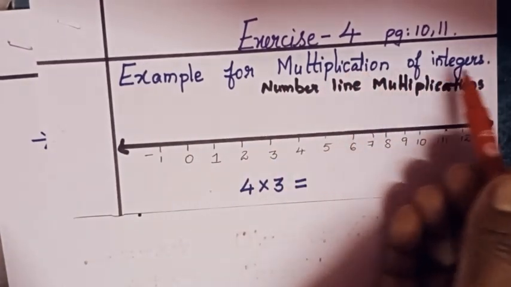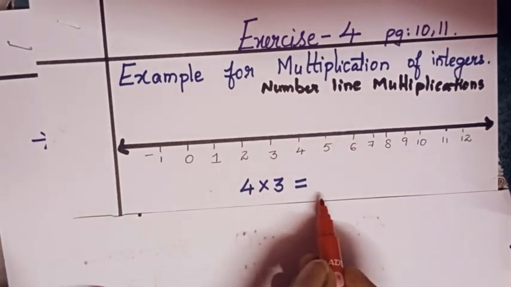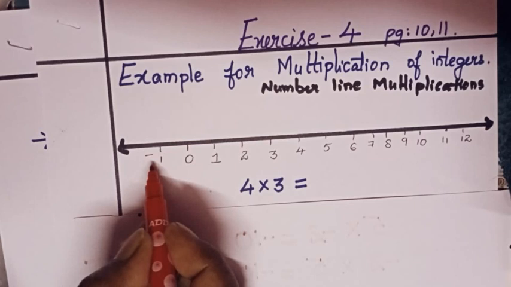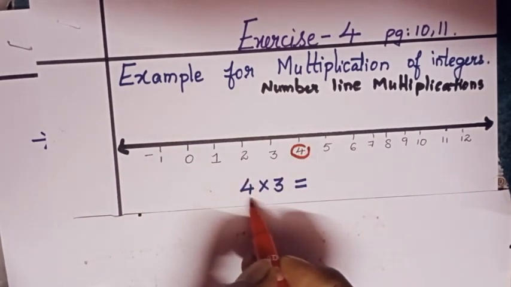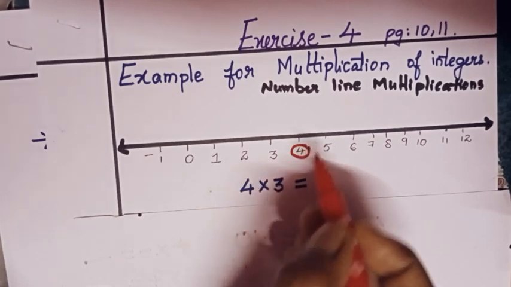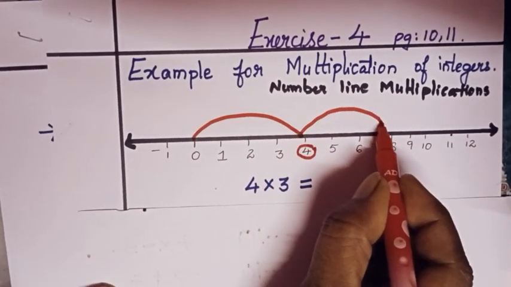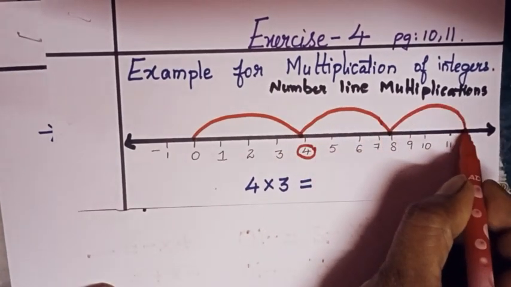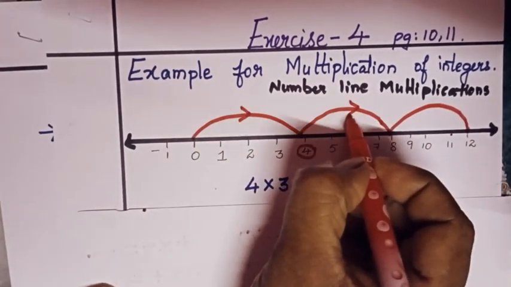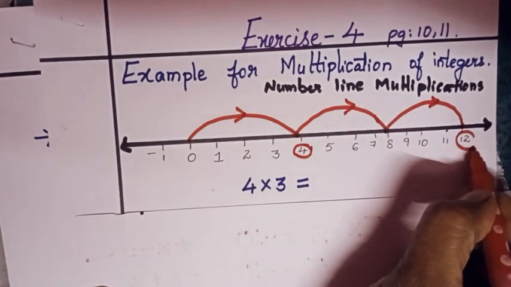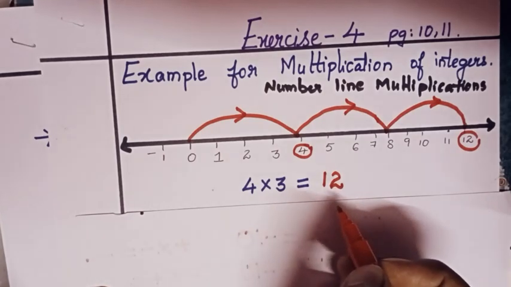Example for multiplication of integers on the number line. Let us take 4 threes, children. Children, you can see here negative integers, 0, positive integers. Where is the 4, children? Yes. So 4 threes. So 4 into 4, 3 times. 0 to 4, 4 to 8, 8 to 12. So 1, 2, 3. So how much did we get, children? 12. So 4 threes, 12, children.